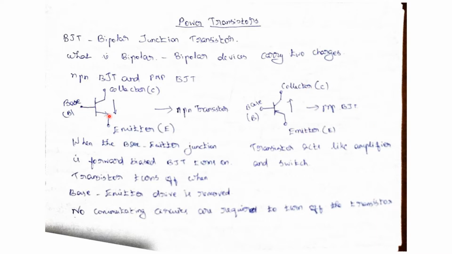The current starts flowing when base emitter drive is applied. I mean, when the base emitter junction is forward biased, the current starts flowing. To turn on the BJT, we need to apply base emitter drive. When we remove the base emitter drive, the BJT turns off. But here, unlike the SCR, we don't need any commutating circuits to turn off the BJT. That is the advantage of the BJT.